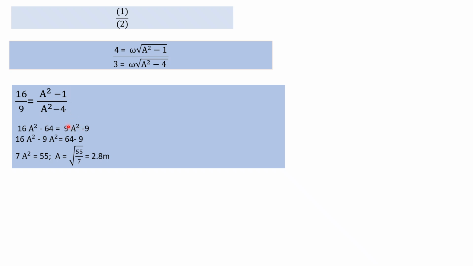On taking 9a square to the left hand side and 64 to the right hand side, 16a square minus 9a square equal to 64 minus 9. 16a square minus 9a square is 7a square and 64 minus 9 is 55. So we get a is equal to root of 55 by 7, which is 2.8 meter. So the amplitude is 2.8 meter.